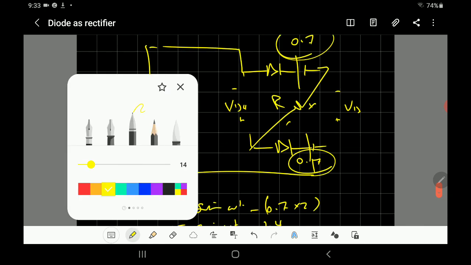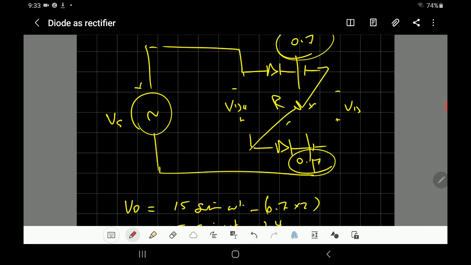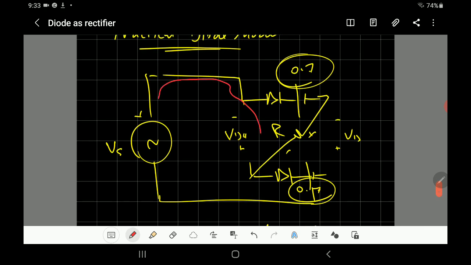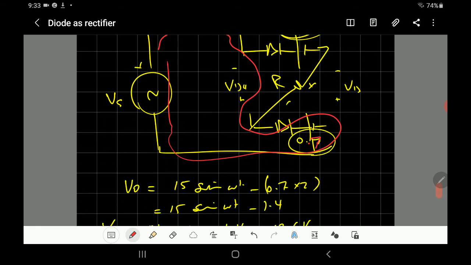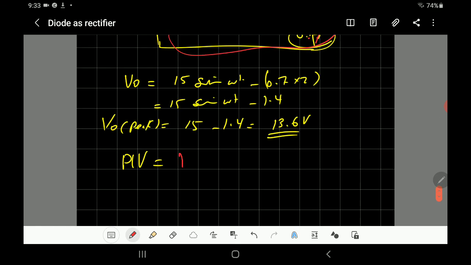We have to do a closed loop for Kirchhoff's voltage law. So I'm going to take this one. What do you observe? It's the same as the other one, except now the diode is not ideal. The diode is represented with 0.7. So the voltage across this diode is not only the voltage of the source but also the 0.7. So the peak inverse voltage should be equal to Vs plus 0.7. The maximum Vs is equal to 15, so the maximum is 15 plus 0.7, which is 15.7 volt.